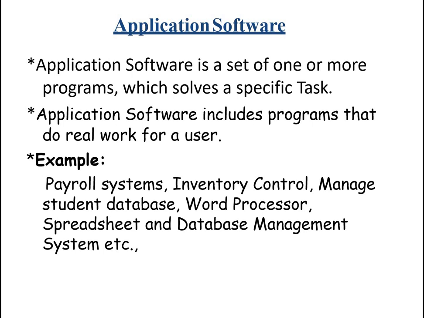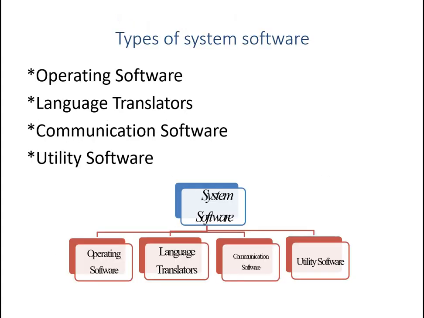So any application software is a software which helps you do a specific task other than the hardware functionings, and it helps the user do their real work. Whatever a user wants to do, this application software is the interaction between the computer and the user. Okay, and then types of system software.